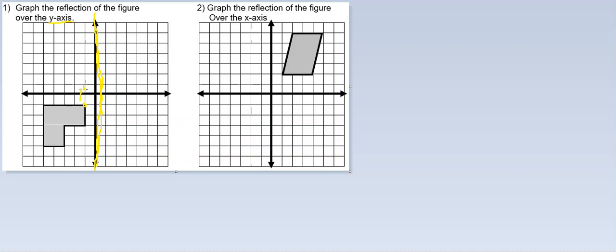So right here would be point A, and I see it's 1 spot away from the y, so I'm going to go 1 spot away from the y this way. This would be A prime. And then I see here is point B. So B is 1 spot away, so I go 1 spot away this way, and that would be B prime.